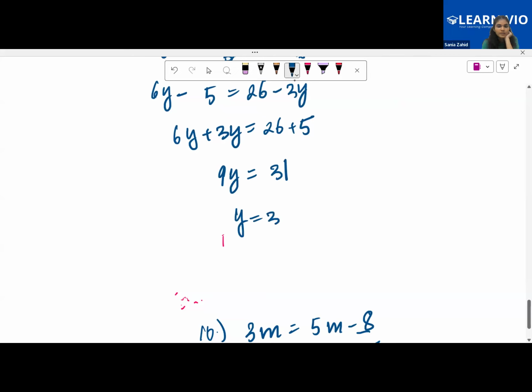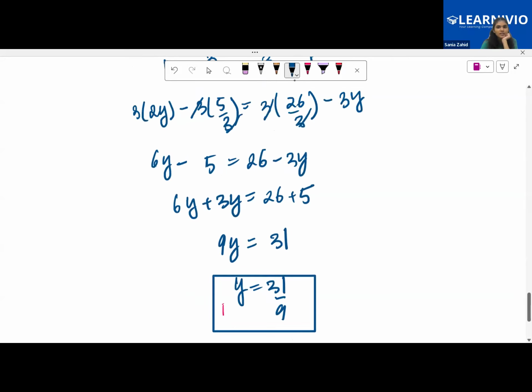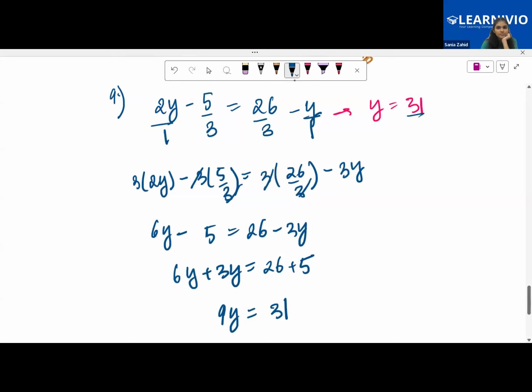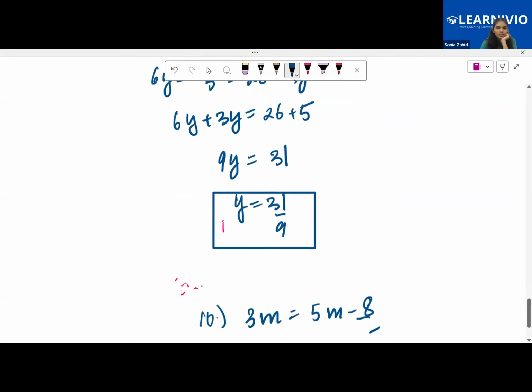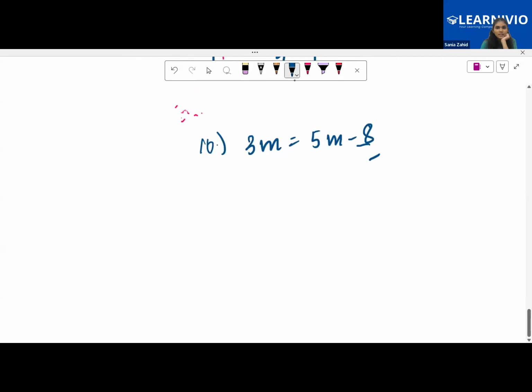Then y will be 31 by 9. Why are you only getting 31? Not that, I got 31 by 9. Yeah, so 31 by 9 is the correct answer. Okay, the next question we have is 3m minus 8.